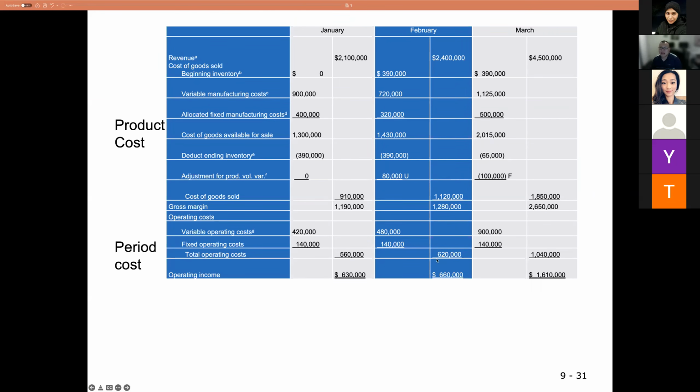Are we okay with the absorption costing? Can you explain one more time about the ending inventory? I kind of got lost. With the ending inventory? Yes, please.